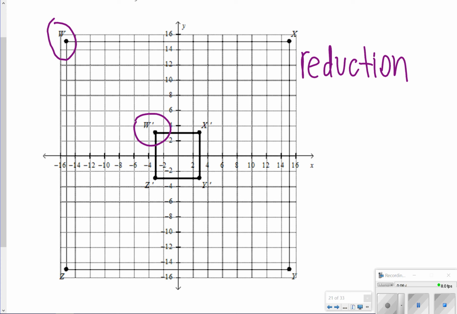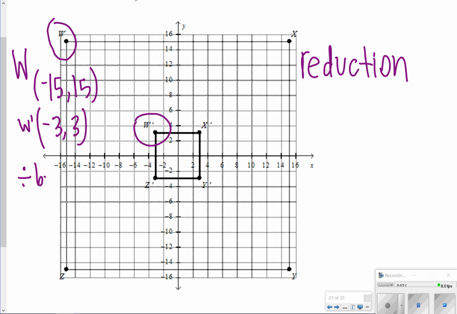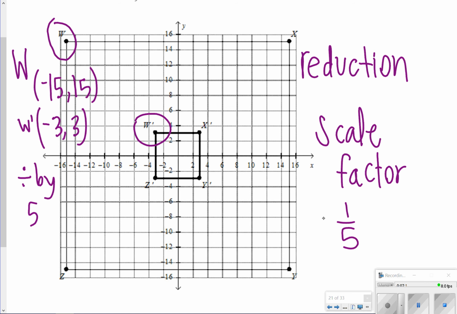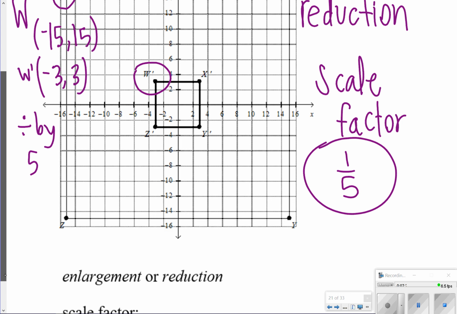And then the scale factor, all you have to do is start from where you originally were. So point W was -15, +15, and W prime went to -3, +3. Notice that 15 can change to 3 by dividing by 5. Since we divided by 5, our scale factor needs to be smaller than 1, so my scale factor is going to be 1/5. 1/5 would be your scale factor. Okay.